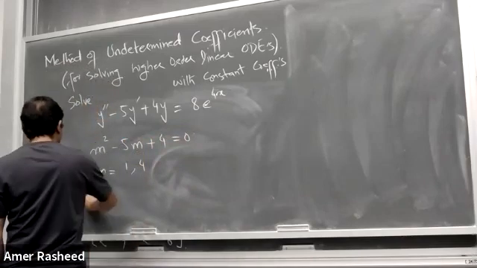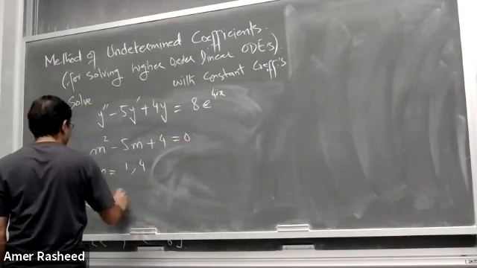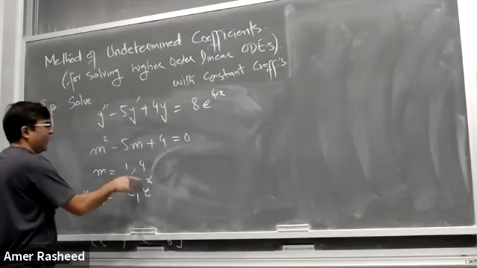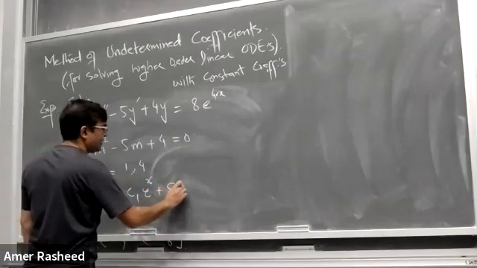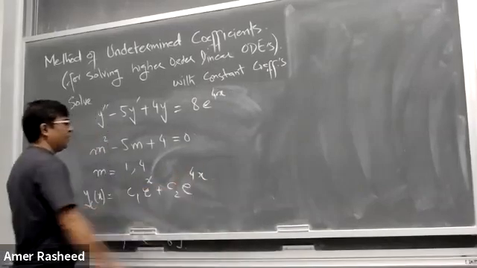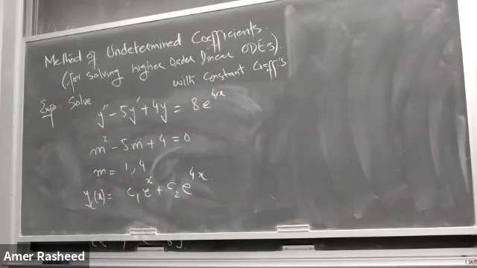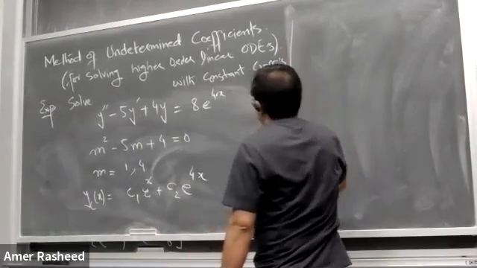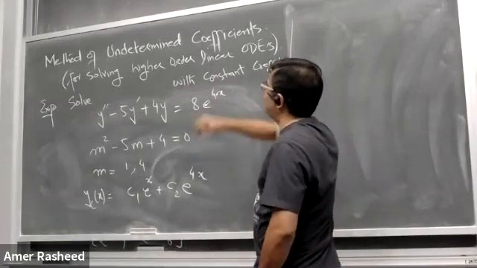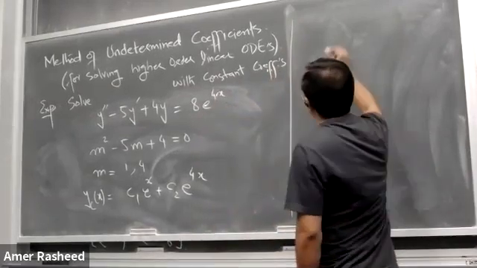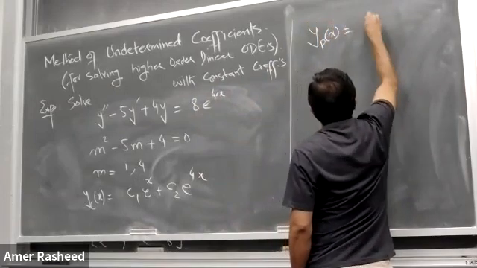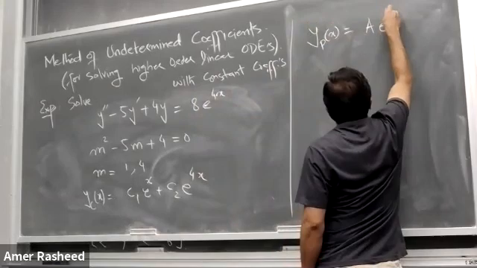Now, the complementary solution is what? The complementary solution is a constant C1 times e raised power x, plus another constant C2 times e raised power 4x. Now, look at the right hand side. The right hand side is 8e raised power 4x. We assume the particular solution yp of x is some constant a times e raised power 4x.